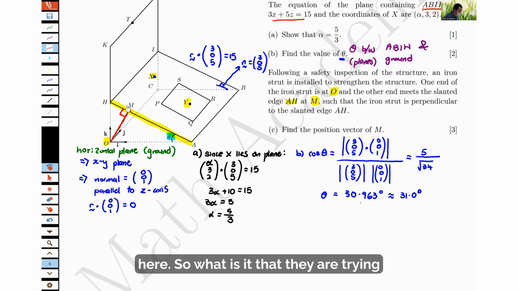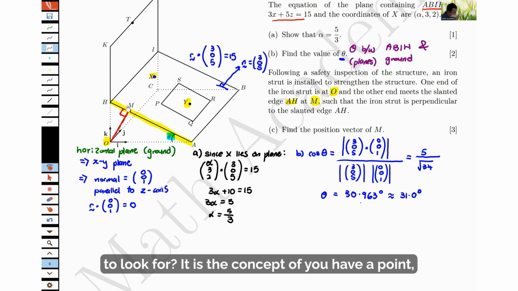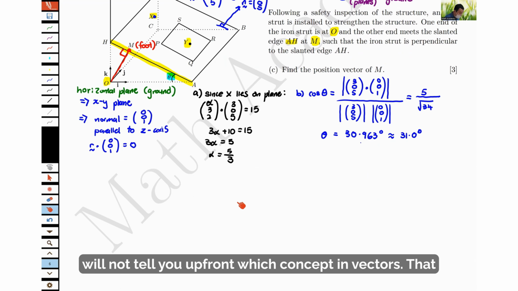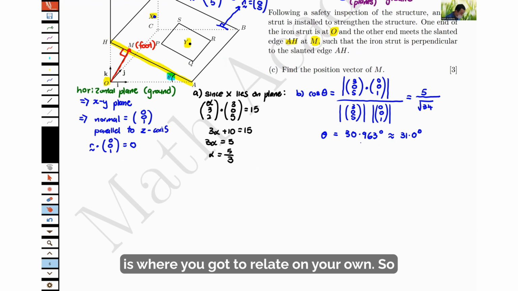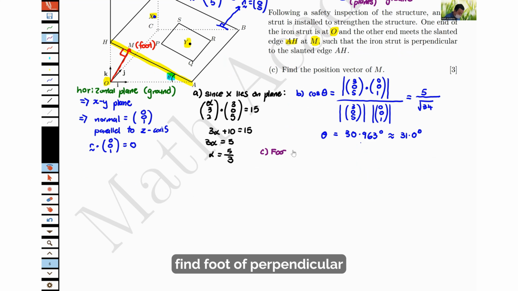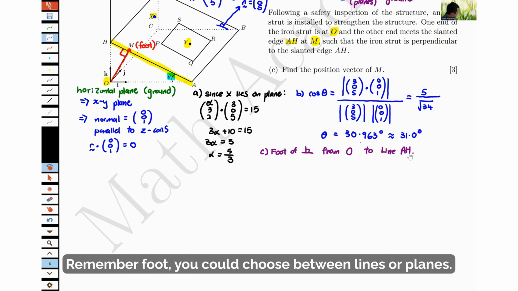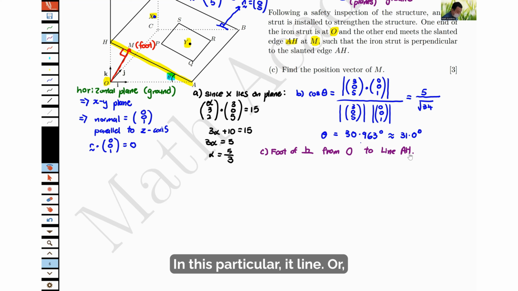So what is it that they are trying to look for? It's the concept of you have a point, you have a line, and you want this 90 degrees. So this M is like the foot of perpendicular. They will not tell you upfront which concept in vectors. That's where you got to relate on your own. So if I go to part C, we're actually trying to find the foot of perpendicular from the origin to line AH. Remember, for a foot, you could choose between lines or planes. In this particular case, it's a line.